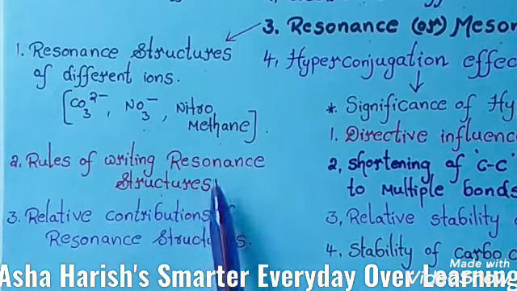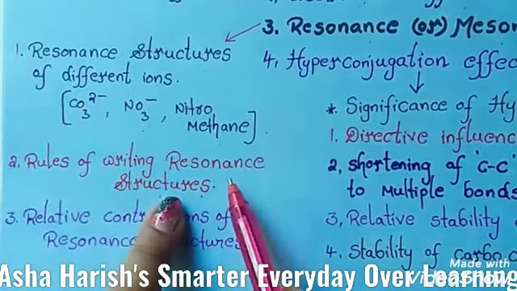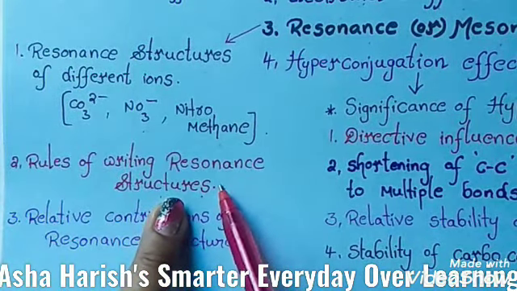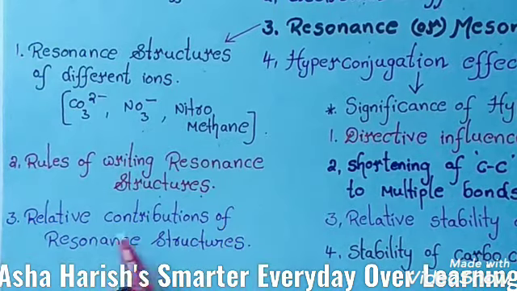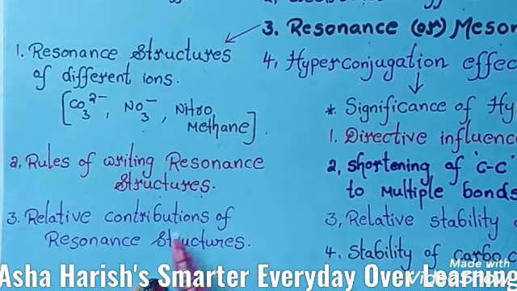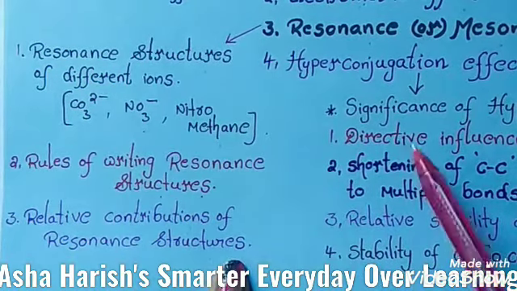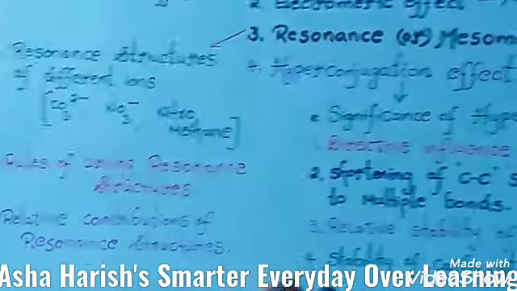And the second one is rules for writing resonance structures. While we are writing the resonance structures, what are the steps we have to follow? That also I'll explain in this session. And relative contributions of resonance structures. What are the relative contributions? Let's see in this session the fundamental concepts of organic reaction mechanism.